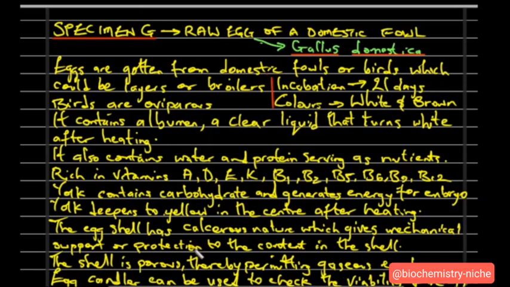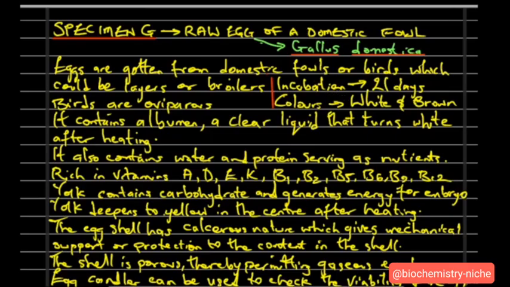If you are to check the viability of this particular crop, you can make use of an instrument called the egg candler, which is used to check the viability of the egg. The incubation period of eggs usually is 21 days, and the colors could be white or brown.